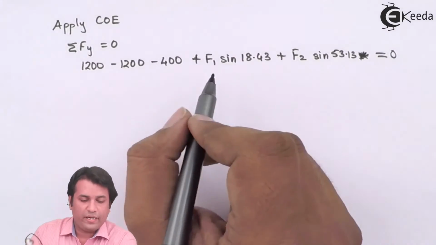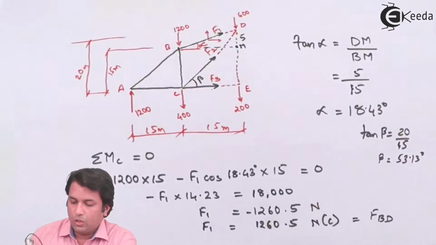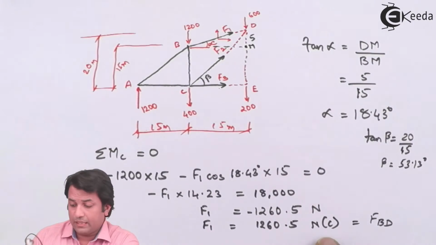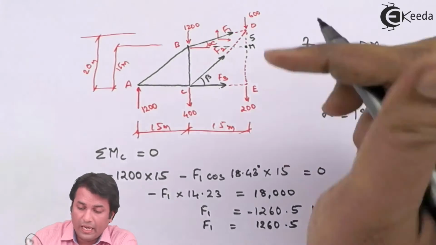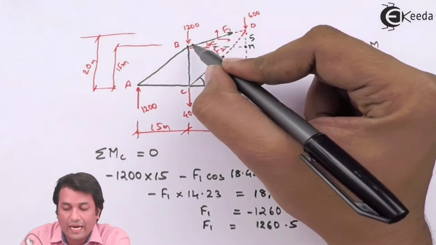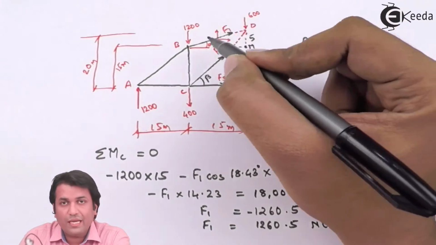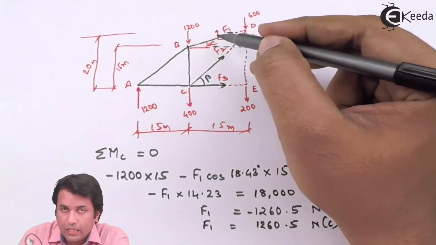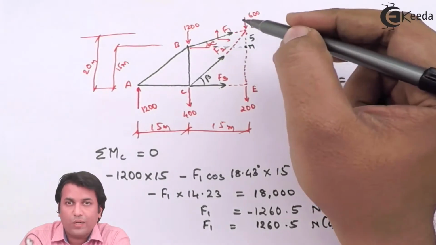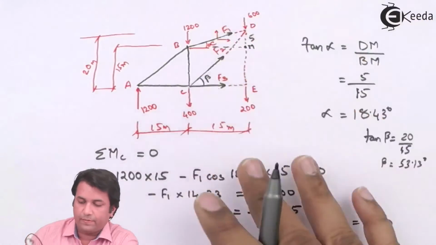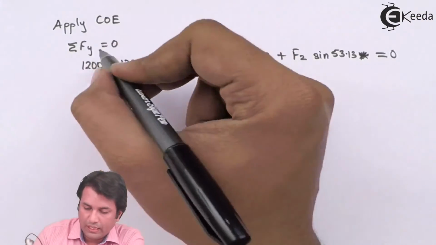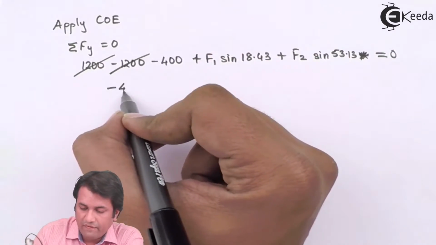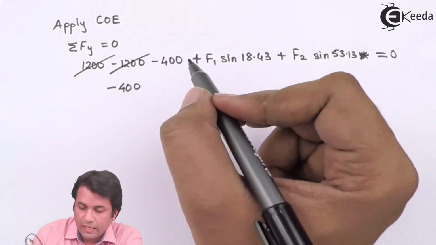I have got the value for F1. F1 is 1260, a compressive force. Now understand this. This is a compressive force. I have assumed F1 to be acting outwards. So since I'm assuming F1 to be acting outwards, the magnitude in this direction would be negative. So I'll take a negative sign for that. I'll just cancel out this because plus 200 minus 200 cancels out. I'll have 400 minus 400.